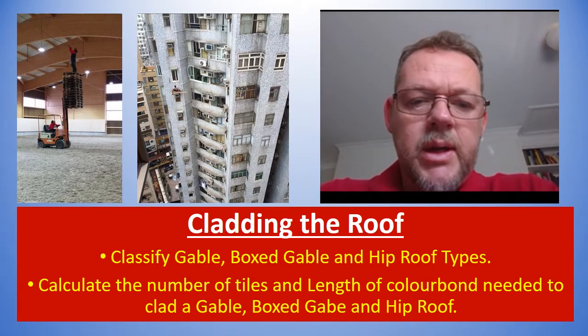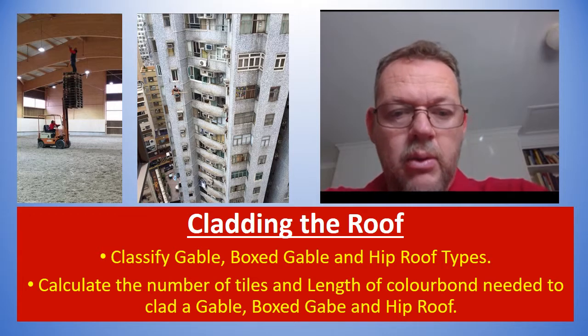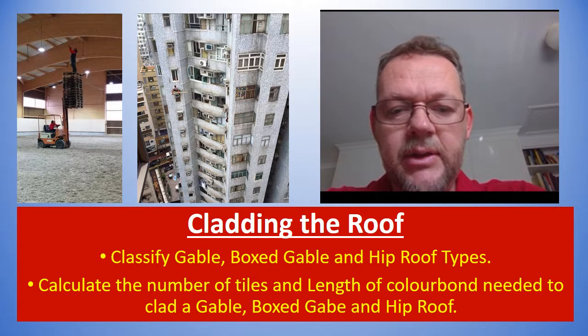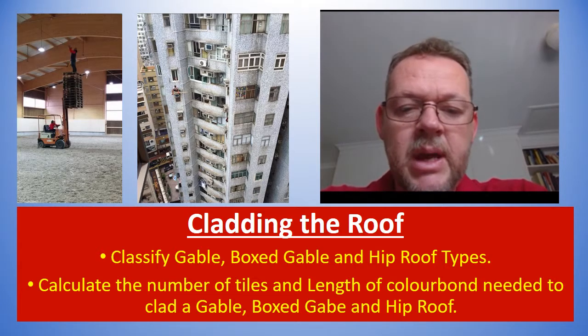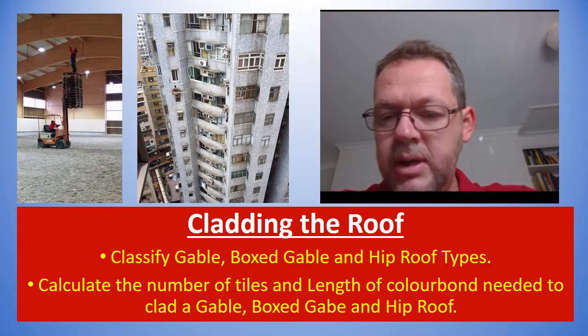Okay, hello students. We are going to be looking at roof cladding today. So I want you to be able to identify different types of roofs, in particular the gable, the box gable and the hip height roof. And then we're going to be able to calculate the number of tiles on a roof and the length of colour bond needed to clad a gable, a box gable or a hip roof.